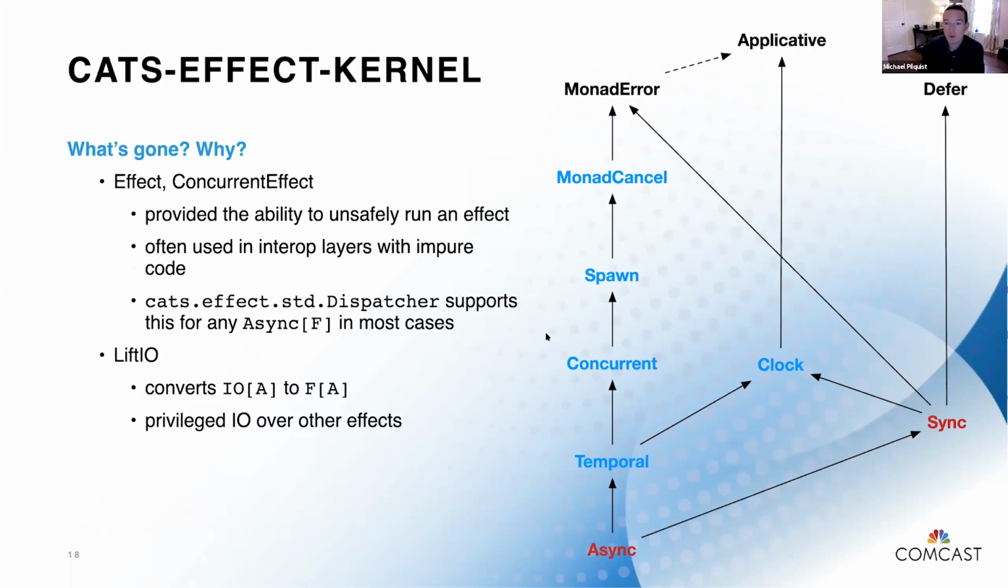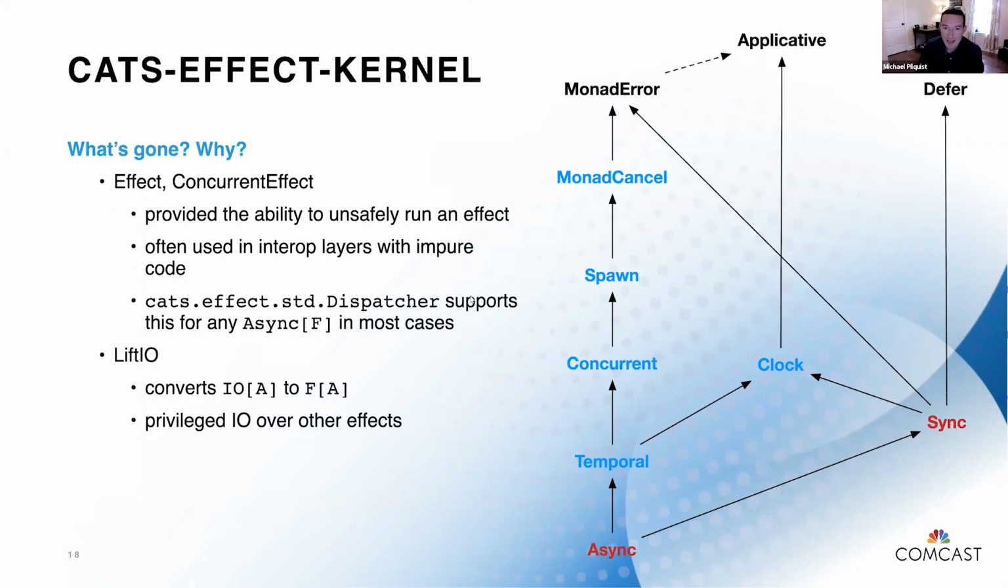Certain type classes are gone with no replacements. Effect and concurrent effect were type classes that abstracted over the ability to run effect values, run effectful programs. It was like the type class version of Unsafe Runsync. Those are gone with no replacement, with a caveat.